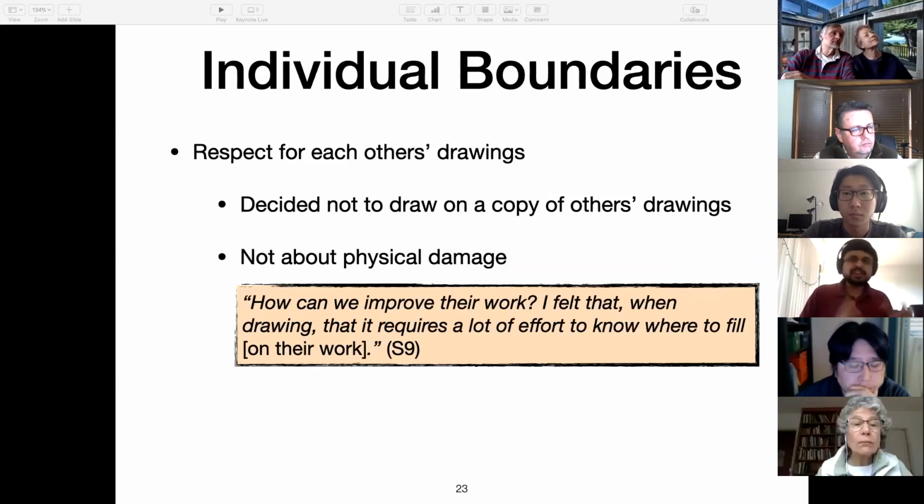Having said that, not everything was about collective practices though. The sister survivors expressed the need for individual boundaries as well. This was most evident in their respect for others' drawings, where they refused to modify other people's drawings. It was not because they feared damaging the original art, but rather because they thought they would not be able to justify the original artist's intent. So although we talk about collective practices, there is also a need to respect individual boundaries within it.